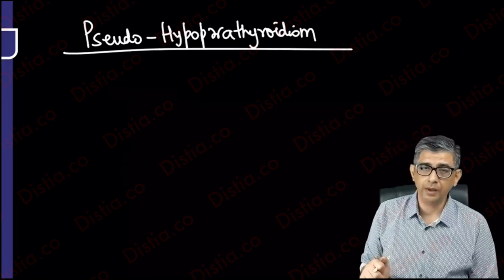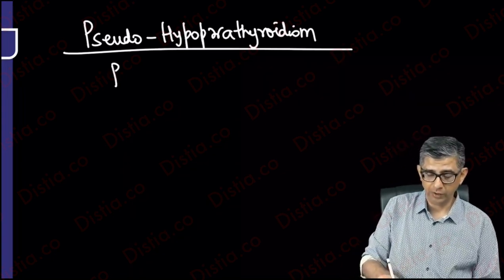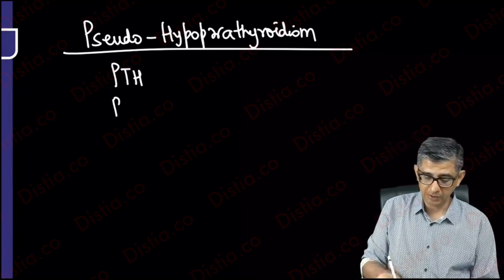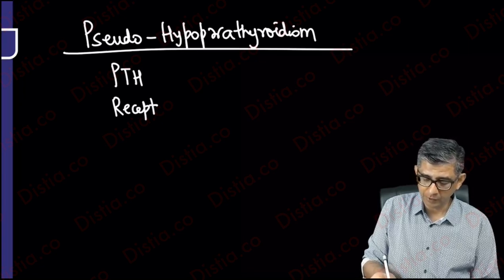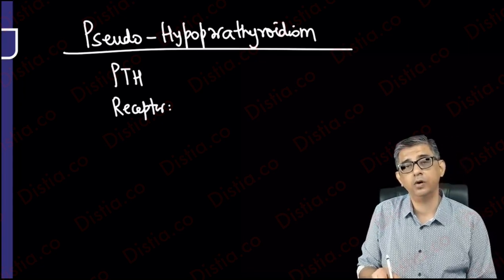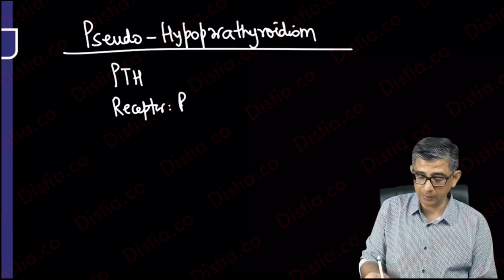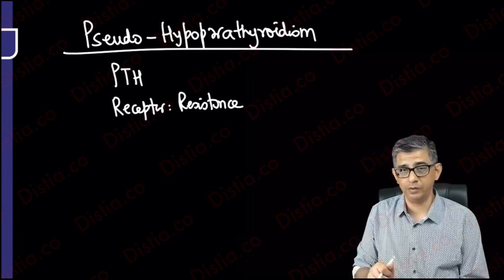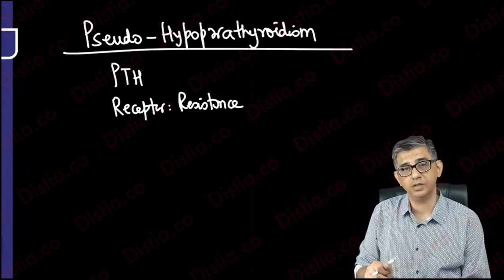We shall now be comparing hypoparathyroidism with a disorder that is called pseudohypoparathyroidism. Look at the surprising thing that I tell you here. The problem in this particular patient is not at the level of the hormone, but it is rather a problem in the receptor. Just like in type 2 diabetes, we have receptor resistance. Similarly, in pseudohypoparathyroidism, the resistance is at the level of the receptor.